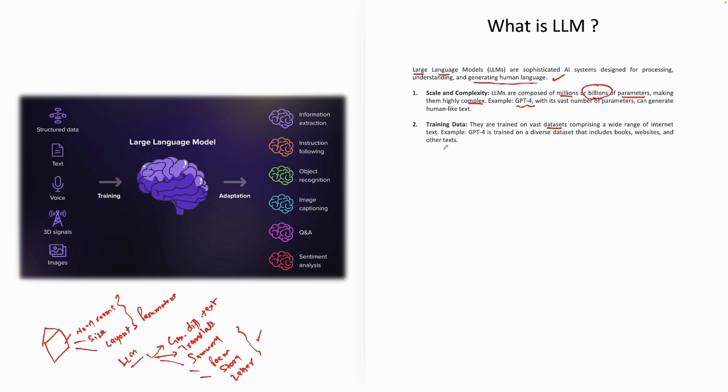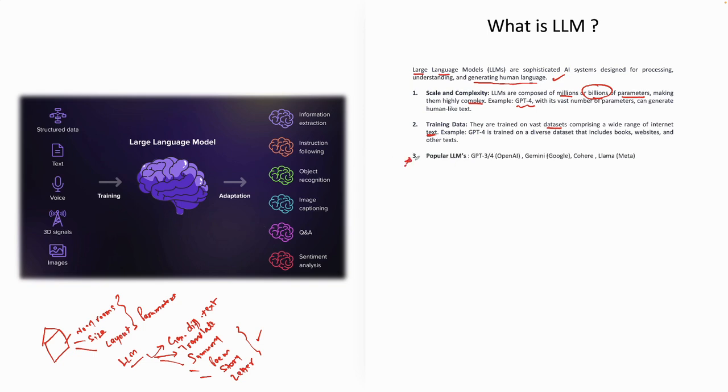So they are trained on vast data sets, right? Comprising a wide range of internet text. So I think we already studied in GPT-3, GPT-4 that these models are not simply that you are just giving some training data, sample data. No, they are trained on a vast amount of data. Like they would be trained on all the articles from the Telegraph, all the articles that are there on Wikipedia. So an example is GPT-4, which is trained on a diverse data set, which includes books, websites, and other text, right? So we already studied about it.